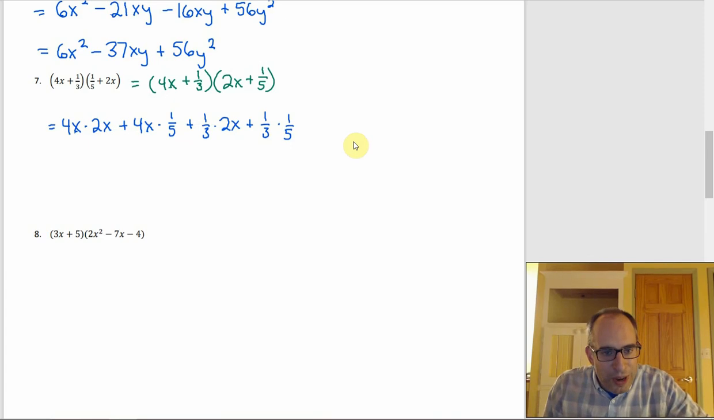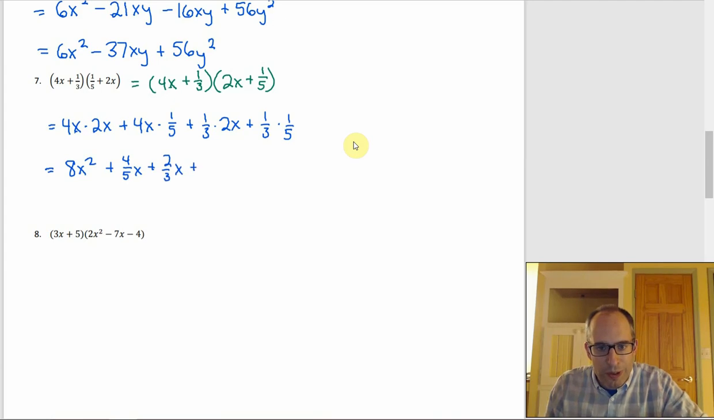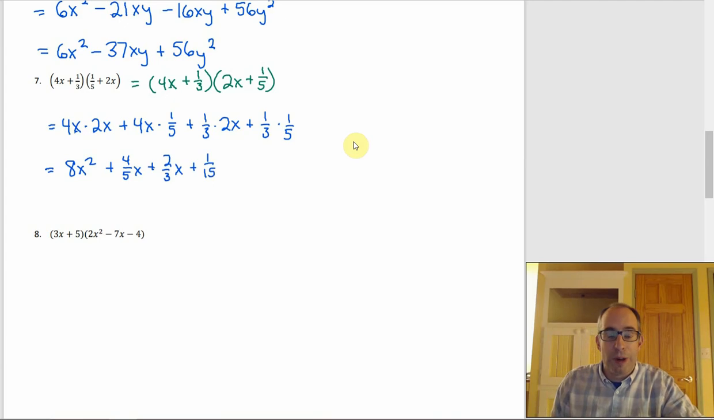All right, so 4x times 2x is going to be 8x squared. And then, let's see, that's a 4/5 x. And then a 2/3 x. And then 1/3 times 1/5 is 1/15. So these are both x terms that we can combine, but we have to get a common denominator. So it looks like the least common multiple of 3 and 5 is going to be 15. So if we multiply 4/5 by 3/3, multiply 2/3 by 5/5, that should do it.